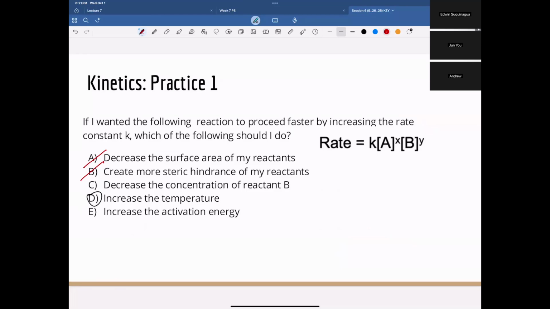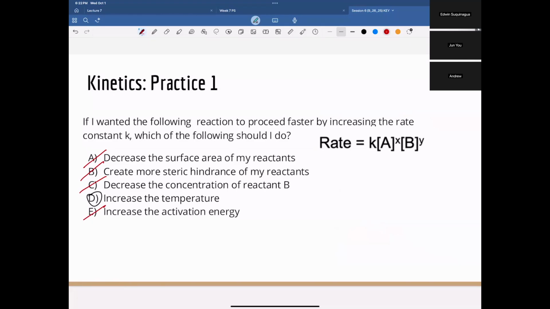C, decrease the concentration of reactant B. So concentration of reactants is not one of the three factors that affect the rate constant. It's independent of it. So even if you change the concentration, it's not going to change the rate constant. So that's automatically excluded. And then E, increasing the activation energy, that means you have to put more energy into the system for the reaction to proceed, right? Which is energetically unfavorable. That's going to decrease the rate of the reaction.